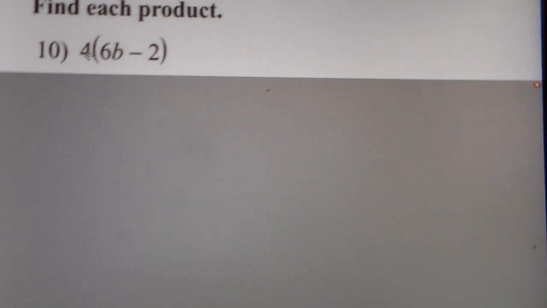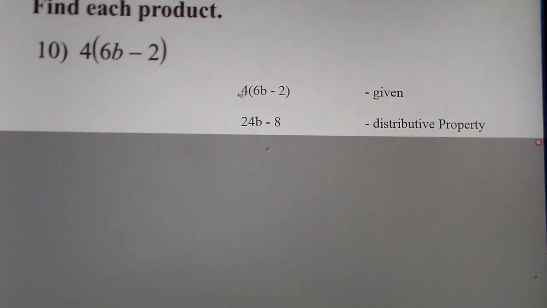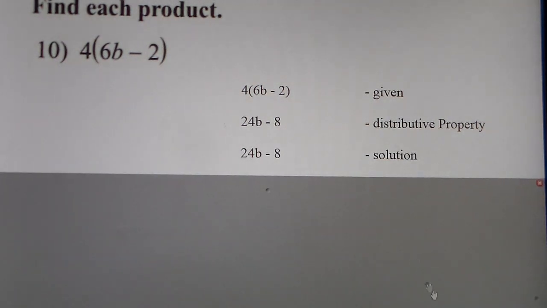Problem number 10. Same story. This is our problem. 4 times 6b minus 2. That's our given. We do the distributive property. 4 times 6 gets you 24. And then 4 times negative 2 gets you negative 8. That's our solution. 24b minus 8.